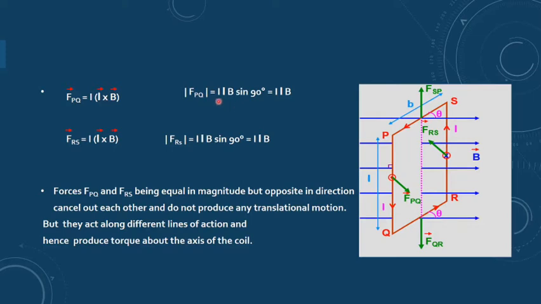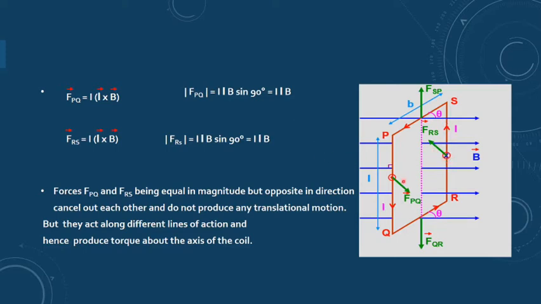So I am getting LB sine 90, because now the angle between the field and this side is 90. Earlier the angle was theta between the plane, and now the angle is 90 degrees. So you are getting the maximum value of the force, which is equal to ILB. But at this point, the force direction is inward.